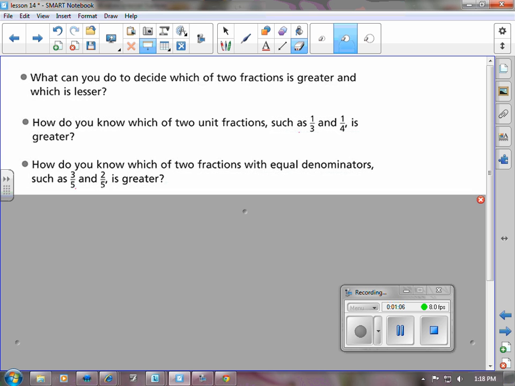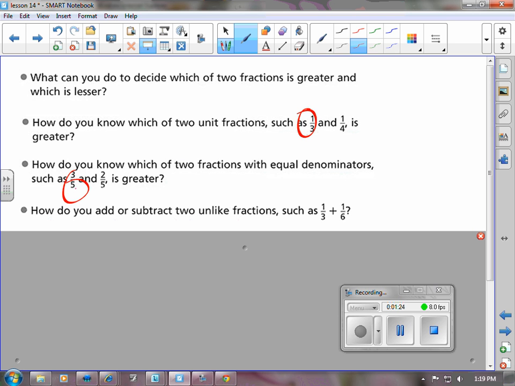So how do you know which of two fractions with equal denominators is greater? Well, the greater numerator then means that it's the greater fraction. So up here we would say that this one is greater, and down here we would say this one is greater, right? There's more pieces. There's 3/5 pieces.